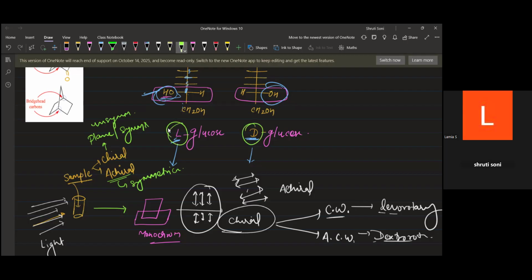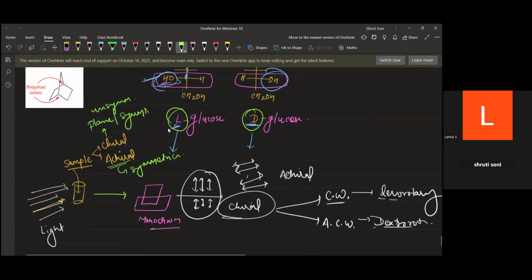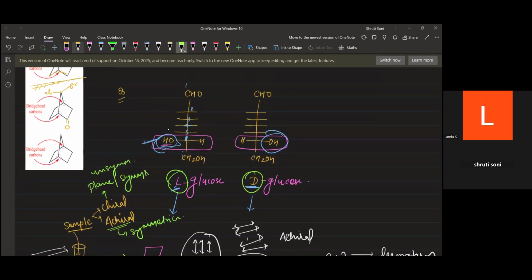So what you need to know, you only need to identify that the given compound is L type of sugar or D type of sugar. I'll give you some example. Wait a second.